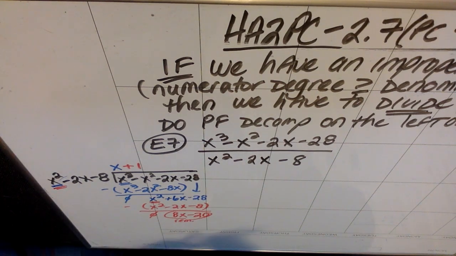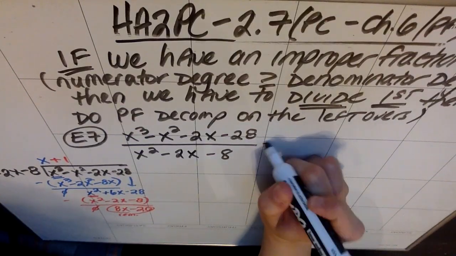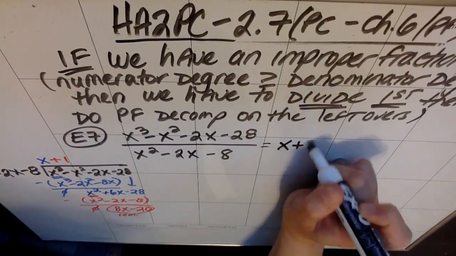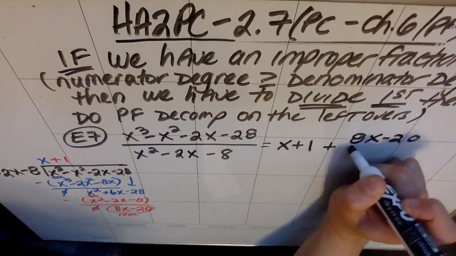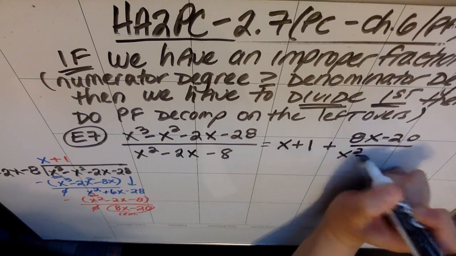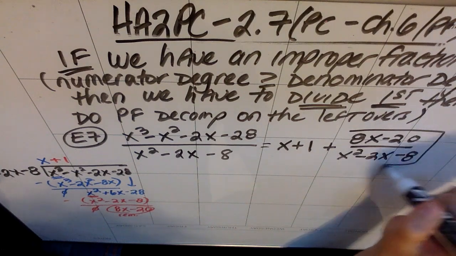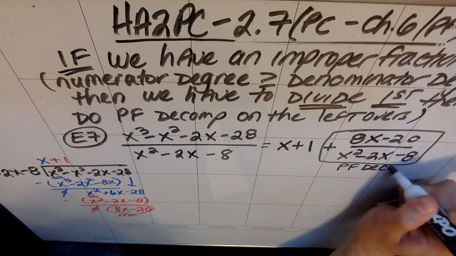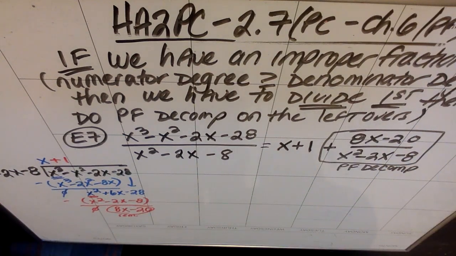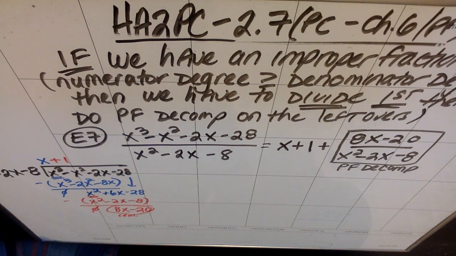So essentially, after all that work, what that means is that I can actually rewrite this guy over here as x plus 1 plus the remainder, which is the 8x minus 20, over my divisor, which is the x squared minus 2x minus 8. So here's what I want you to notice, okay? This is the thing that we have to decomp, all right? Partial fraction decomp. But when we do it, we have to remember, at the front of that thing, oh, hey, there was an x plus 1 that whole time, right?